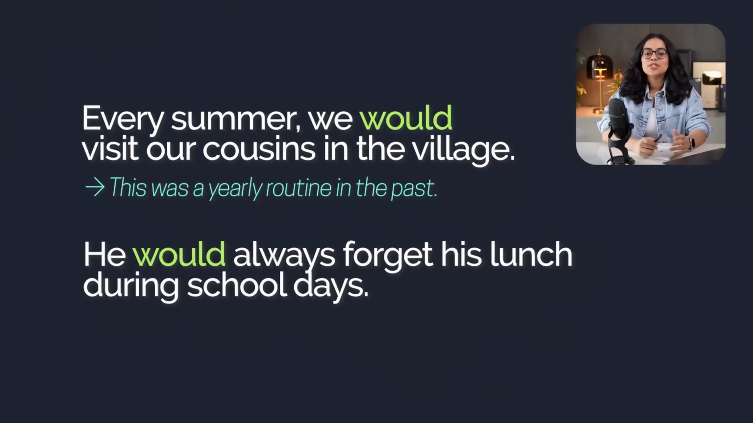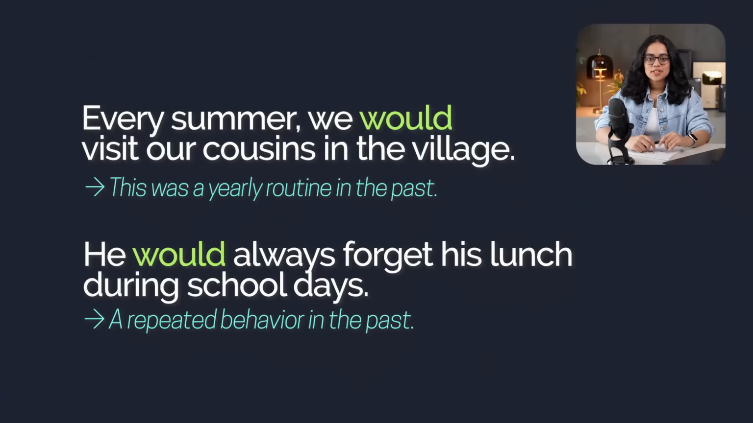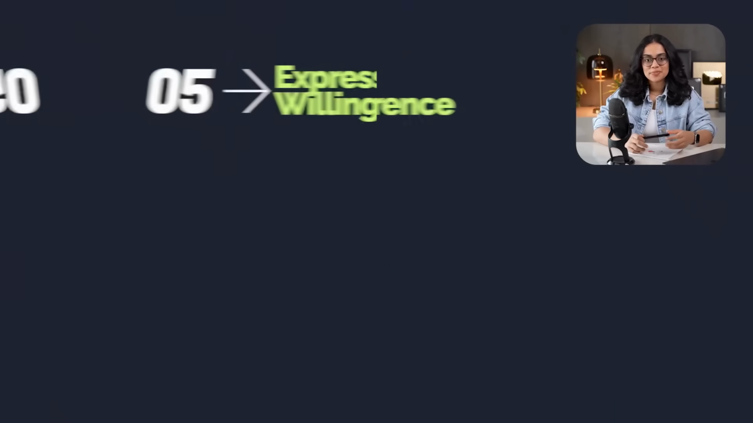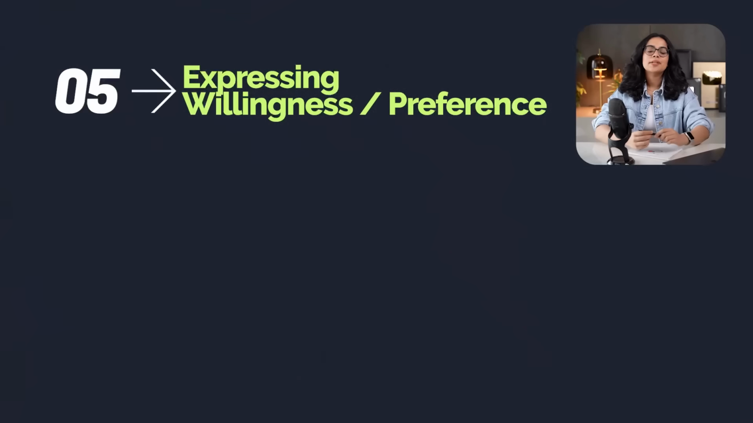He would always forget his lunch during school days. Now, this is a repeated behavior in the past. I hope you understood how to use would for past habits. Now, let's move on to the fifth use of would, to express willingness or preference.